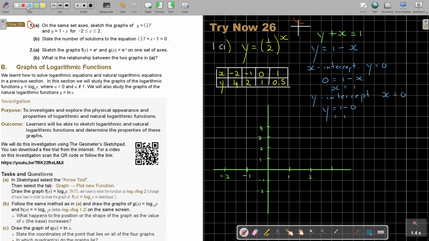Okay, now I'm going to plot. First I'm going to plot this one. So -2 and 4, there it is. And then -1 and 2. And remember your sketch. Remember, it's actually not going up, it's going a little bit down out there. And then 0 and 1. And then 1 and 0.5. But it's on the y-axis 0.5, so it's going to be there.